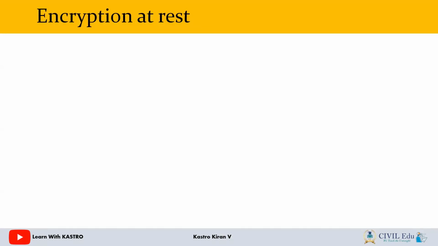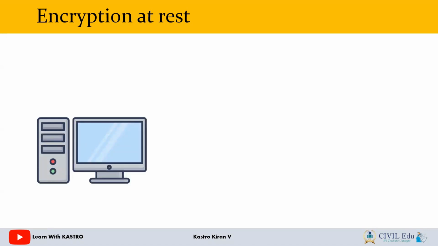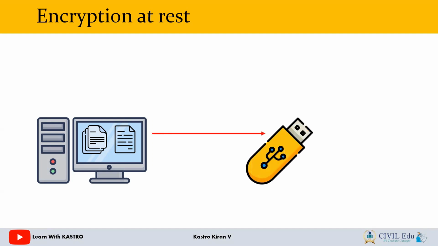Now, let us understand a scenario of encryption at rest. Let's say you have a laptop, and in this laptop, you have some files. Now, you want to transfer these files to some other person. In order to transfer the files, let's say that you are using a pen drive as an external medium, and whatever files are available in the laptop, you are going to copy into the pen drive.